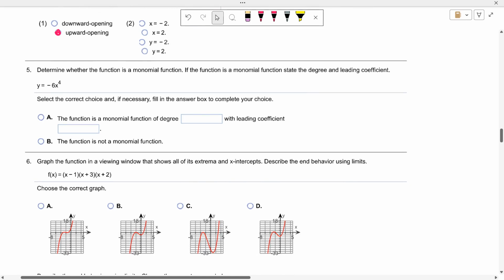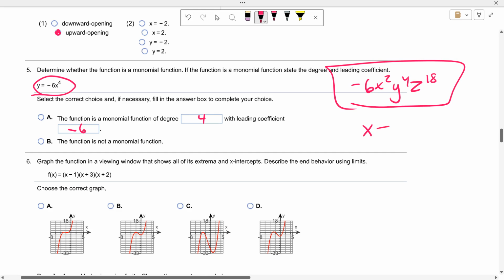Is this a monomial function? A one-term function? Do you see any addition or subtraction? No, so it is a monomial function. Yes, it is a monomial function. What's the degree? 4. What's the leading coefficient? -6. A monomial function can have numbers and letters. This is a monomial function. There's just one of them. This is a binomial, so it's not a monomial function. See the difference? Okay.